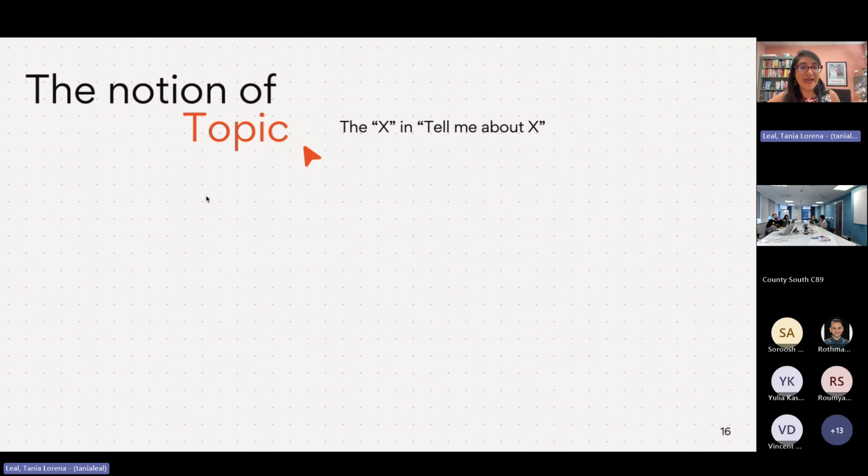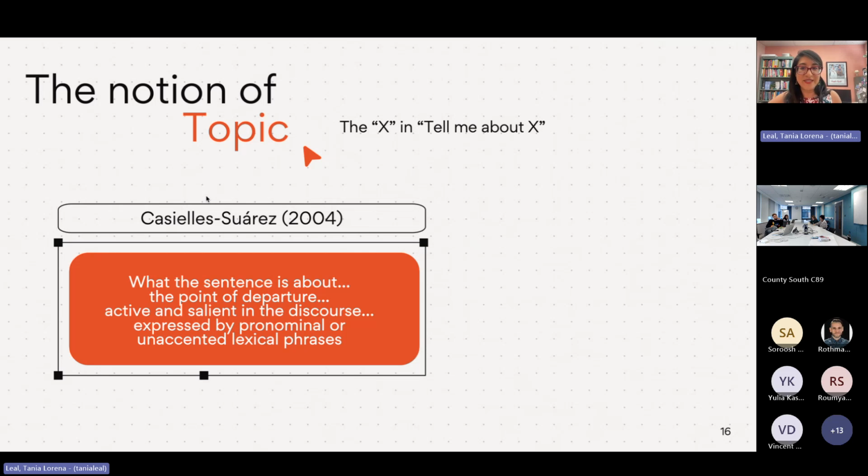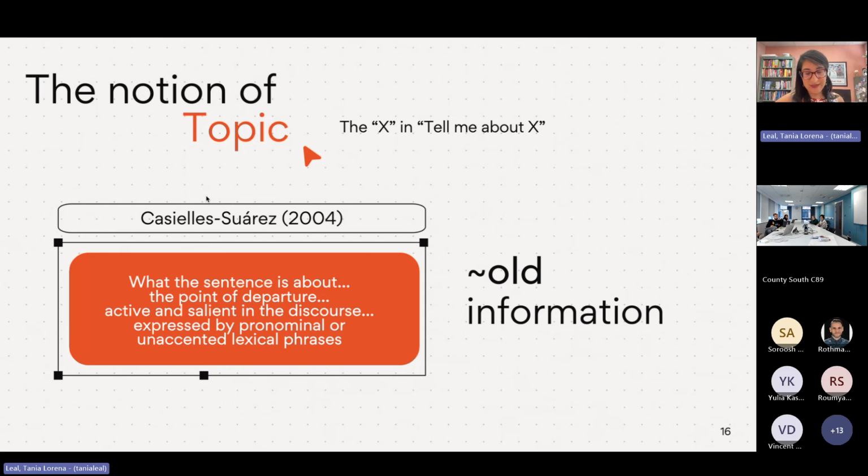So you can think of it as the X and tell me about X. Casillas Suarez summarized it nicely, basically said topics are what already is on the table, the shared or old information that the speaker builds on to introduce something new. That said, I'm simplifying horribly because defining topic precisely has proven notoriously difficult, with scholars often disagreeing on even its core properties and boundaries. And so in general, we call this older given information, but again, take it with a grain of salt because it's a very nuanced thing.